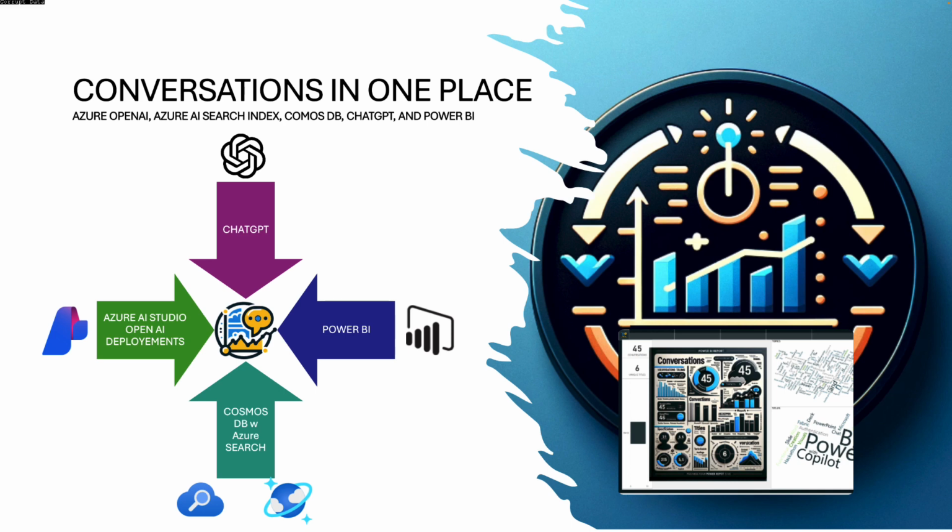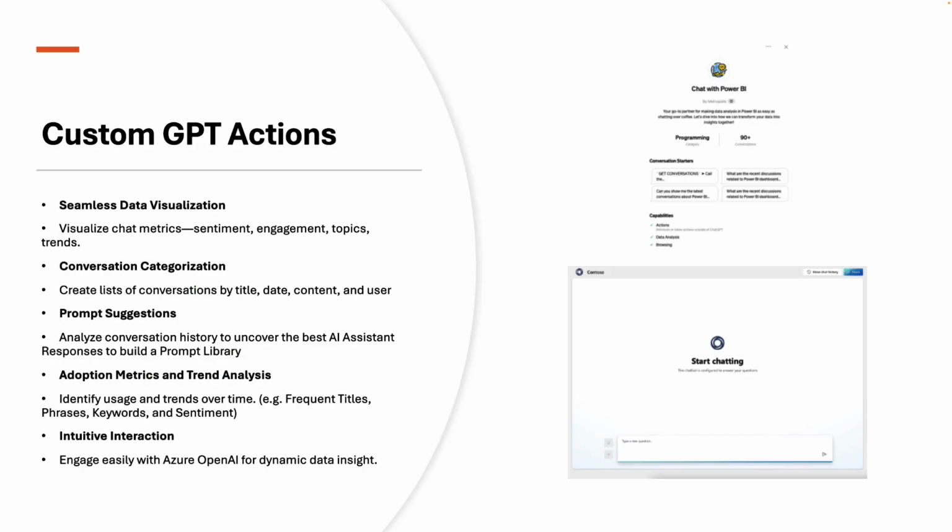Right. So, what are some of the features of Chat with Power BI? Well, one, you have a Chat with Power BI custom GPT, which connects directly to your Azure deployed model, giving you the power of ChatGPT's features, like your browsing feature, like your code interpreter feature, and all of the other cool things that ChatGPT enables. Right? So you can have that conversation with your conversation history from your Azure deployed model.